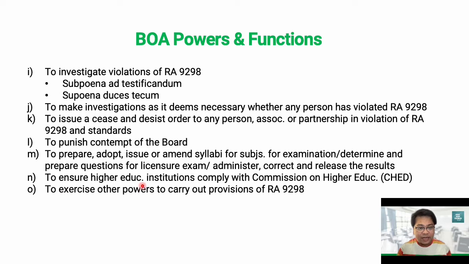To ensure higher educational institutions comply with the Commission on Higher Education or CHED, including the regulation of accounting schools, universities and colleges offering the degree of accountancy. That's also required. To exercise other powers to carry out provisions of RA 9298, which is also part of the function of the Board of Accountancy. As you can see, very broad. The powers and functions of the Board of Accountancy are only 7 of them.